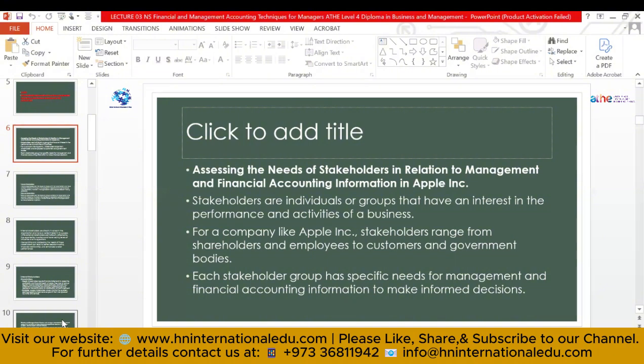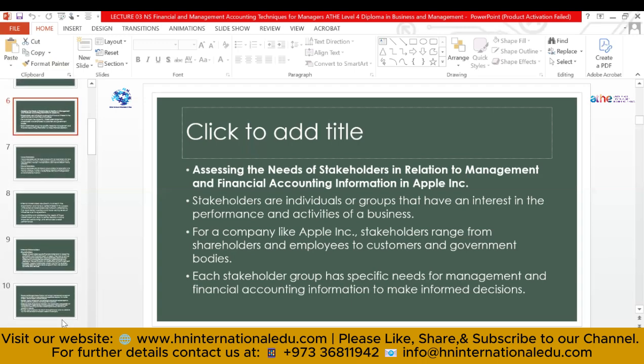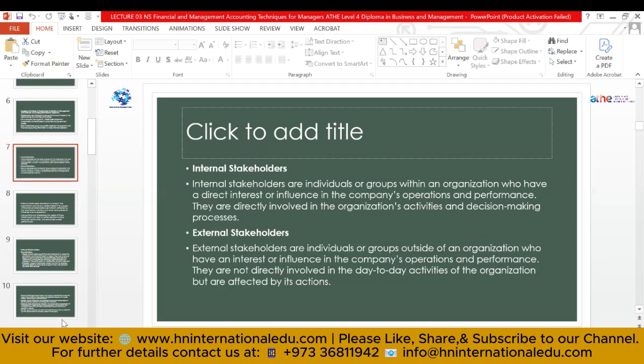For a company like Apple, now for this lecture, this is not what the requirement was. We have to use an SME, but I accidentally added the example of a multinational. Apple Incorporated organization, stakeholders range from shareholders and employees to customers and government bodies. All these are stakeholders. Each stakeholder group has specific needs for the management and financial accounting information to make informed decisions. Obviously, everyone has their own choices.